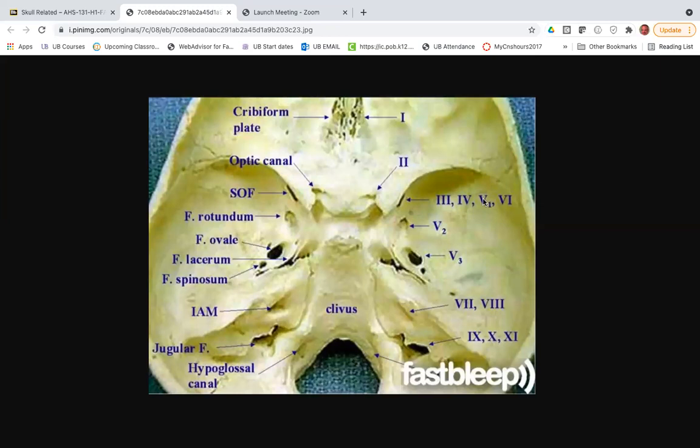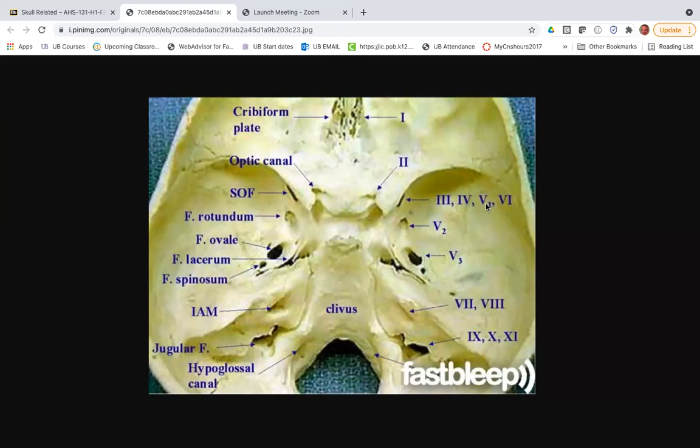Tri means 3. So V1 is the ophthalmic division, V2 is the maxillary division, and V3 is the mandibular division. That's the cranial nerve that goes to the face that your dentist will end up hitting with Novocaine, so half your face is numb, especially the maxillary and mandibular divisions to work on the upper jaw or lower jaw. So 3 is the oculomotor, 4 is the trochlear, 5 is the trigeminal, 6 is the abducens.